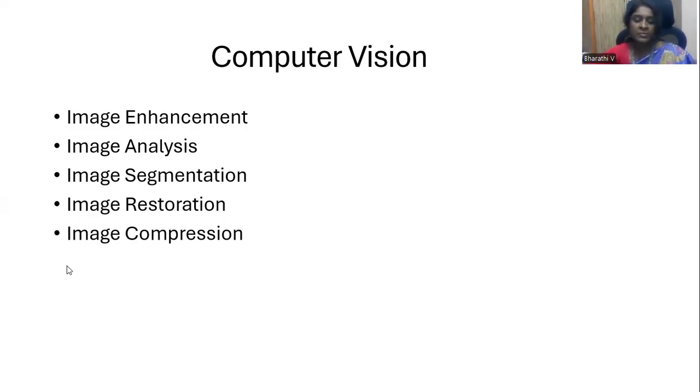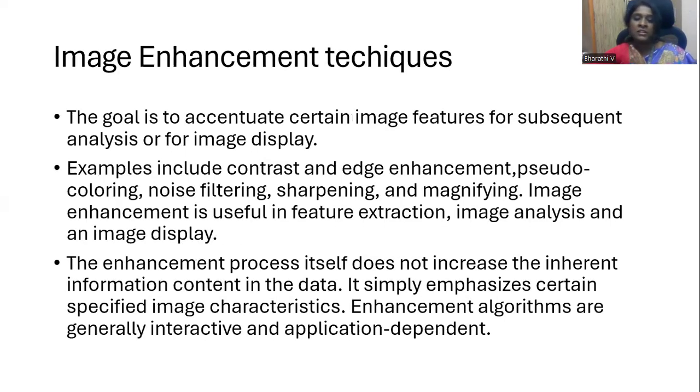The image enhancement techniques are used when you want to enhance the characteristics of images. Say for example, you have an image where the sharpness is very high or the blur is very high, you can change the characteristics of the image, which all denotes image enhancement. Here, for example, you can include contrast and edge enhancement, pseudo coloring, noise filtering, and sharpening the image, which all come under the image enhancement techniques.